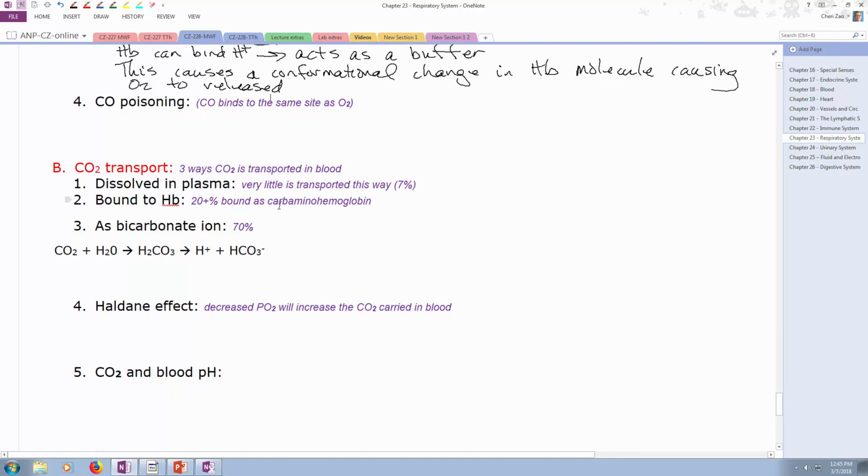CO stands for carbon monoxide. Carbon monoxide poisoning is really interesting. Carbon monoxide poisoning is bad for you, right? That's why we have carbon monoxide detectors in our homes, because can we tell when carbon monoxide levels are high? No. Carbon monoxide is an odorless, colorless gas. And it binds to the very same site as oxygen. And hemoglobin has a higher affinity for carbon monoxide than it does for oxygen.